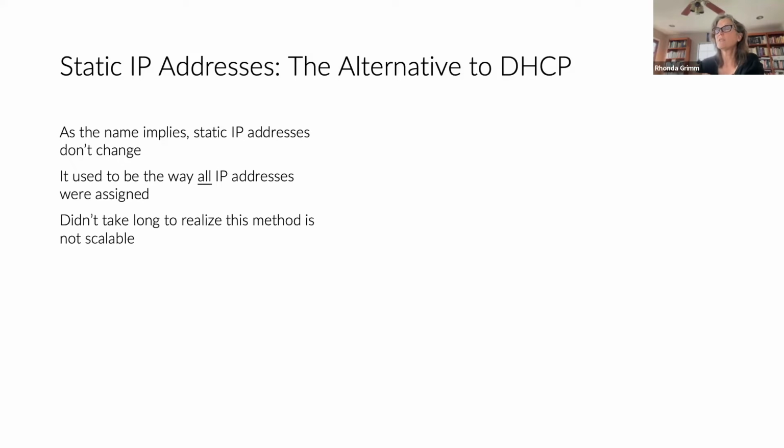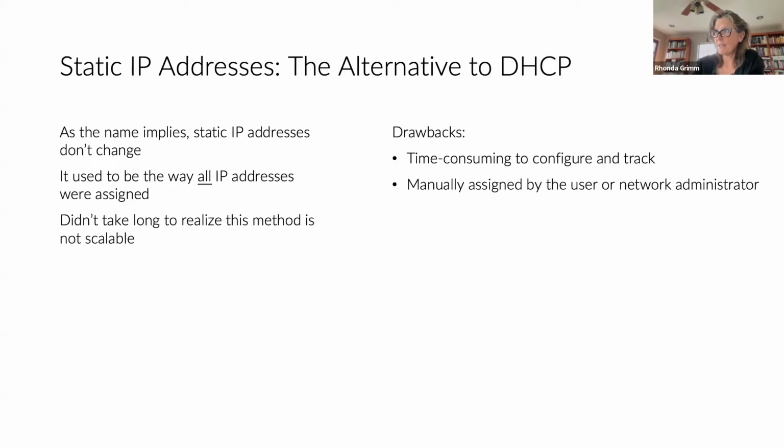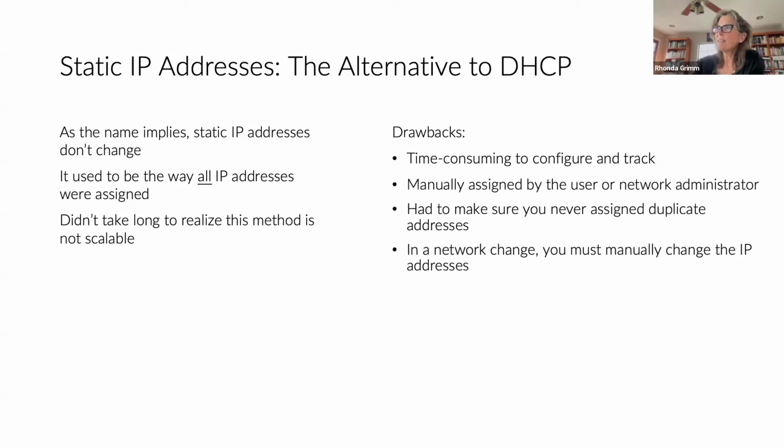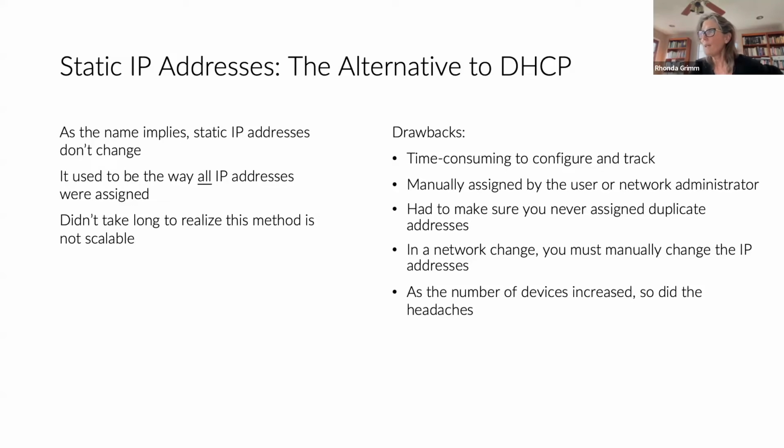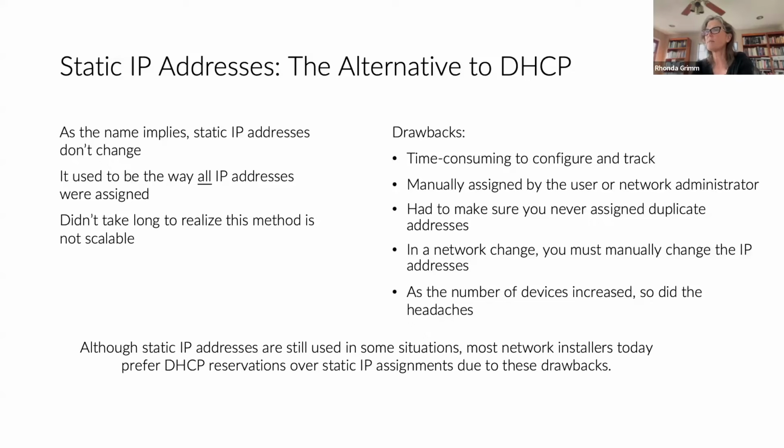And it didn't take long to realize, oh my gosh, this could be a mess. It's time consuming to configure and track them. They have to be manually assigned by the network administrator. You often ran into, oh my gosh, I have a duplicate address. And if you change anything in the network, you have to manually change the IP address. And as the number of devices increased, so did the headaches. So this would be my worst nightmare. I would be terrible at IP addresses, static ones. So they're used in some situations, but most network installers prefer DHCP reservations.